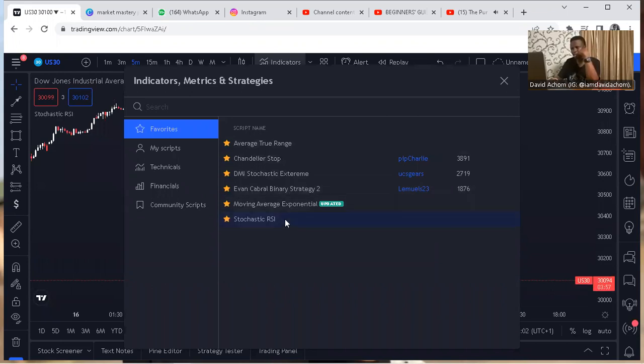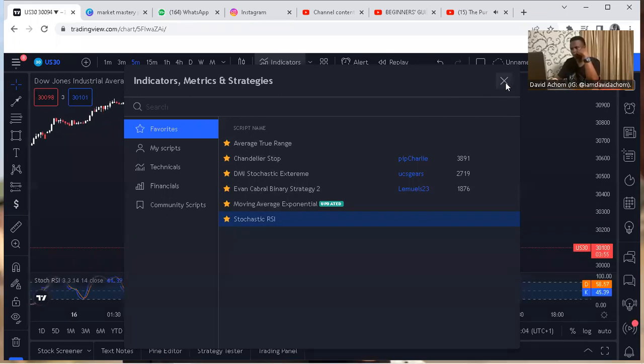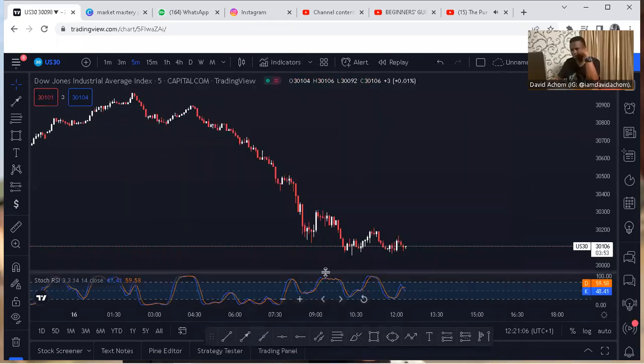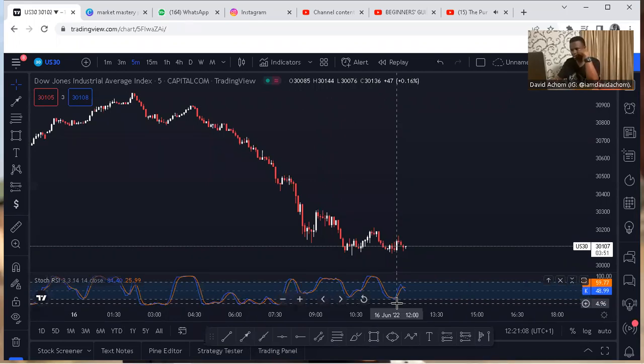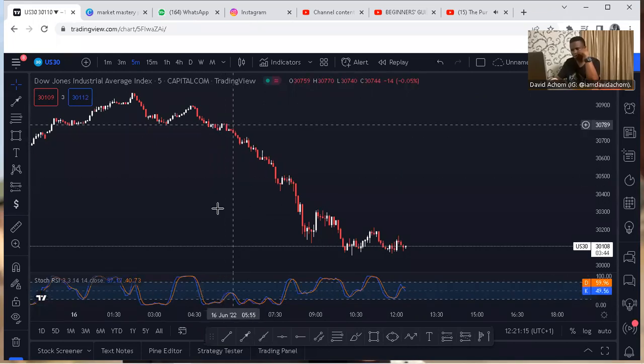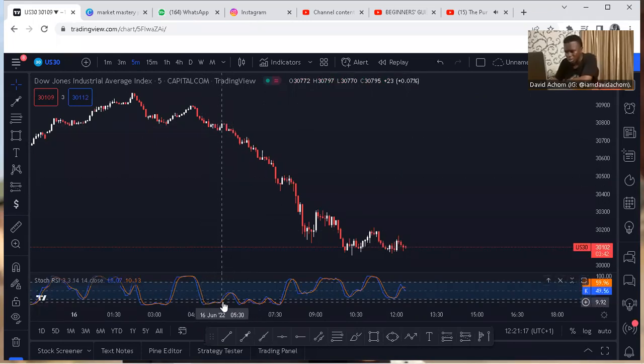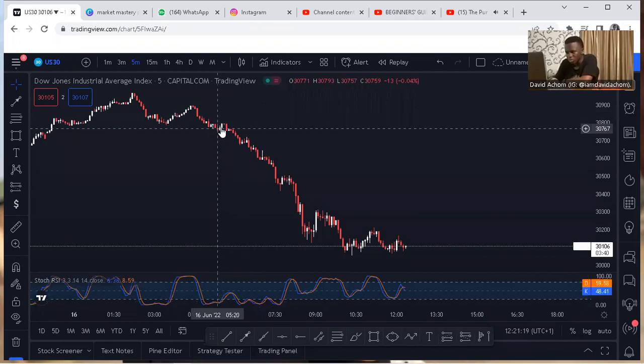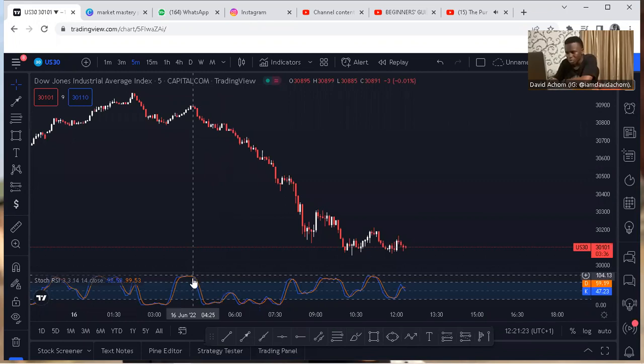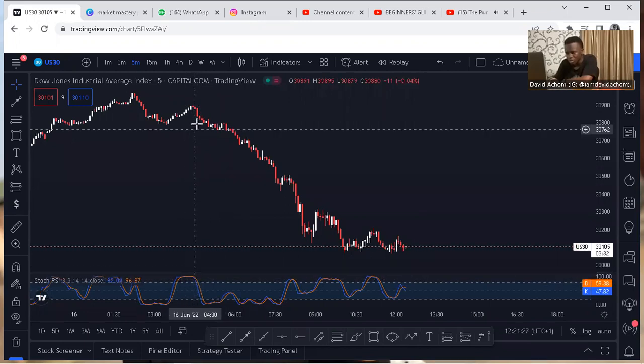Then stochastic RSI, overbought and oversold positions. This up is overbought, this down is oversold. Whenever the market comes down and these two lines cross, the chances of the price going up are high. Here, when the two of them cross, we saw price went up in these two places. Whenever both of them cross at the top, the chances of price going down are high. When they cross, what happened to price?